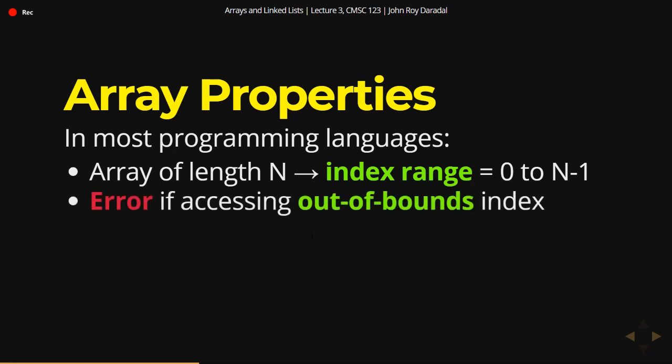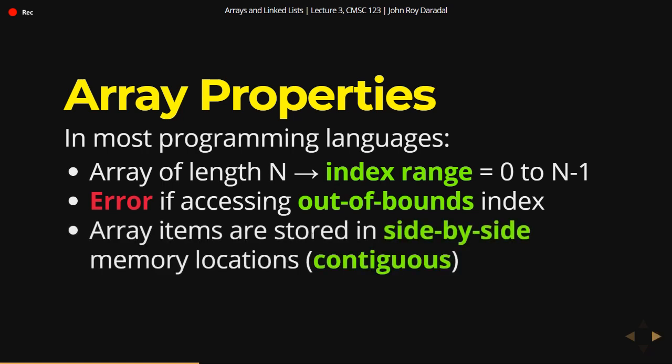And you will get an error if you access an out-of-bounds index or an index that is not within the correct index range. Normally, array items are also stored in side-by-side memory locations in most programming languages, or we say that they are contiguous, which is side-by-side.